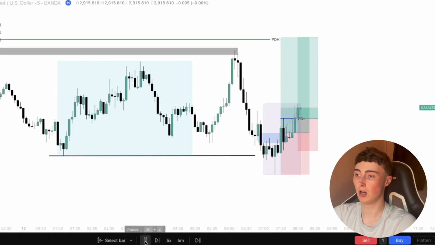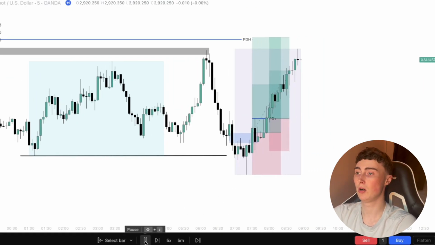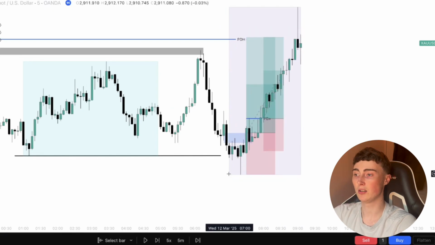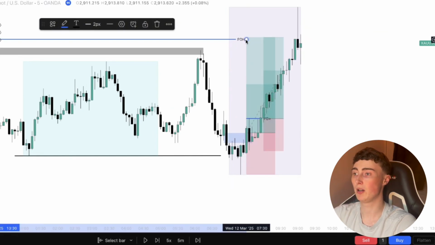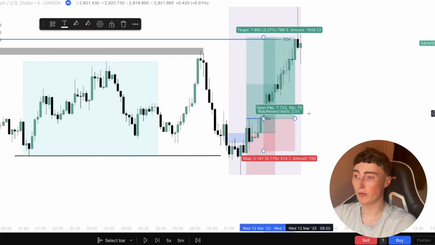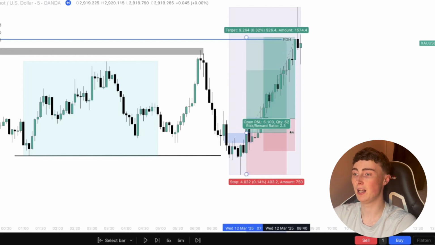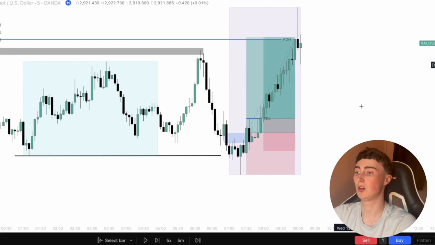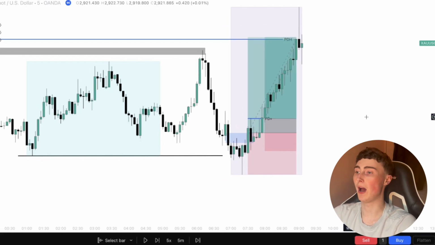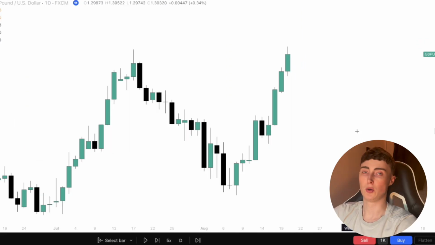If I play this out, you'll see the London protraction cycle played out perfectly. It was London kill zone that ran to the previous day's high, hitting both TPs, fulfilling that previous day's high target. So now let me show you an example using that New York continuation daily cycle. So this next example is on GBP USD.